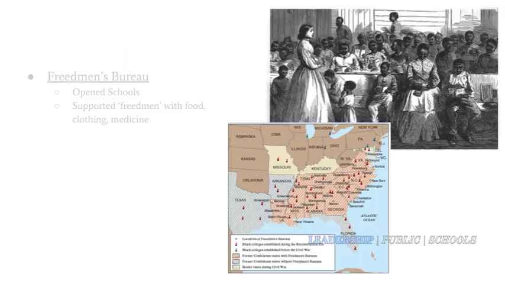During Reconstruction, the Freedmen's Bureau was established by the radical Republicans in Congress. The Freedmen's Bureau was tasked with supporting the freed former slaves, who had no property, no money, and now no place to live. The Freedmen's Bureau opened schools to educate former slaves and supported freedmen with food, clothing, and medicine, but often encouraged the former slaves to work for the very same plantation owners whom once called them master.